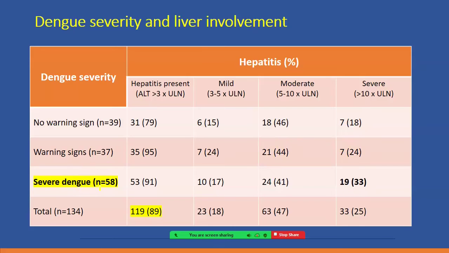In patients with severe dengue, 91% of the patients had liver involvement. And in this group, 17% had mild hepatitis and 33% had severe hepatitis. Again, moderate hepatitis is present in the larger number of patients, but these patients had higher chances of having severe hepatitis. Overall, 89% of the patients had evidence of hepatitis, and severe hepatitis was present in 25% of the whole patient population. So this is quite high relative to the other studies, as we have already described.